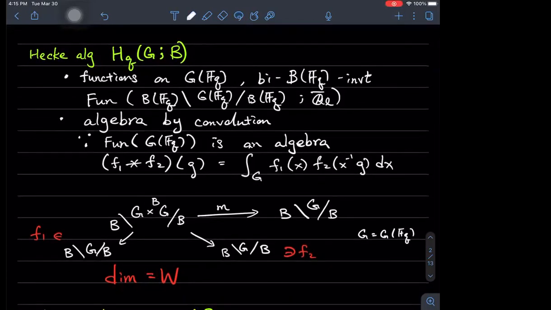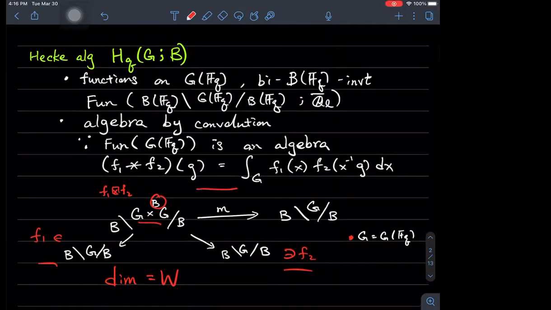We could use a diagram to describe this formula. So suppose I have f1 and f2 here. They're functions on B\G/B. Here my G and B are finite groups. So first, I could pull back these two functions along these two projection maps and take their product. And this B is acting on G cross G diagonally or anti-diagonally.